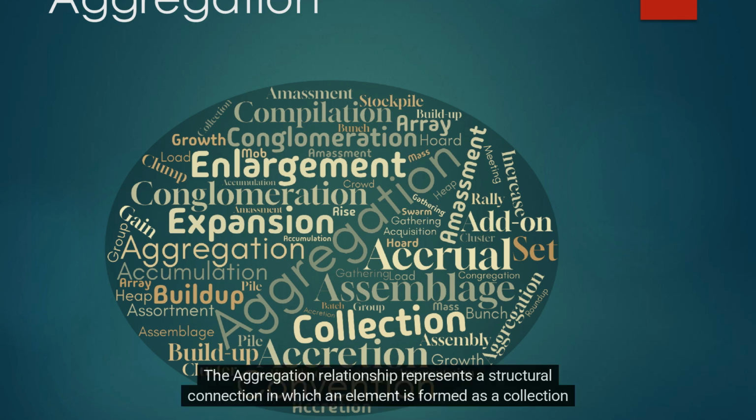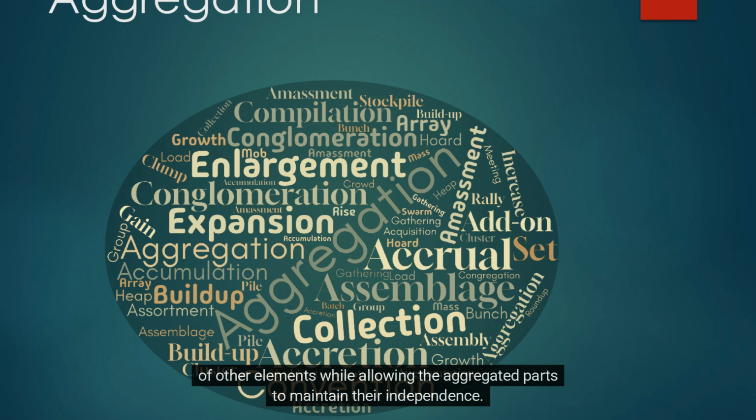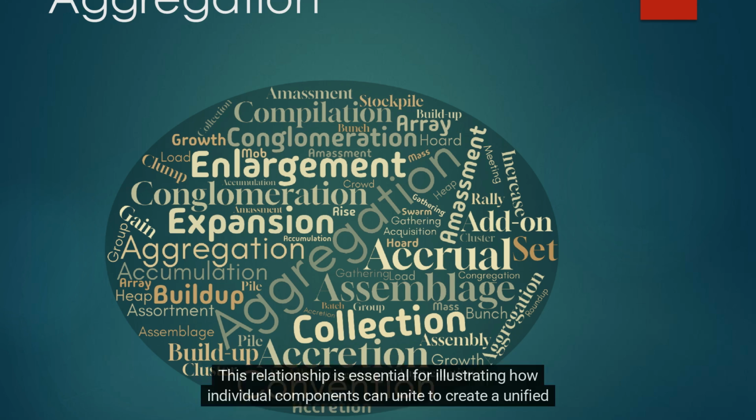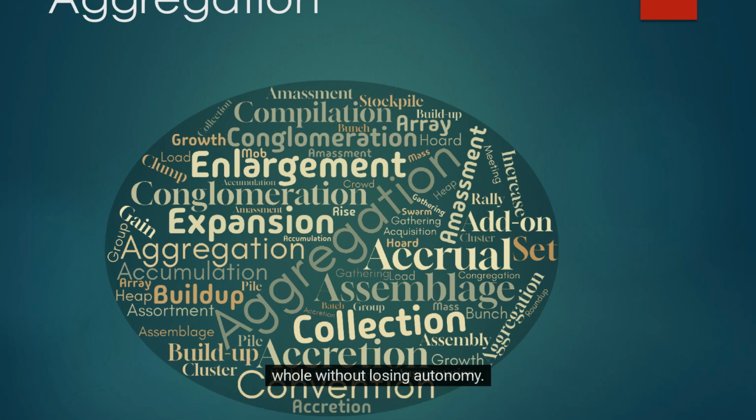The aggregation relationship represents a structural connection in which an element is formed as a collection of other elements while allowing the aggregated parts to maintain their independence. This relationship is essential for illustrating how individual components can unite to create a unified whole without losing autonomy.